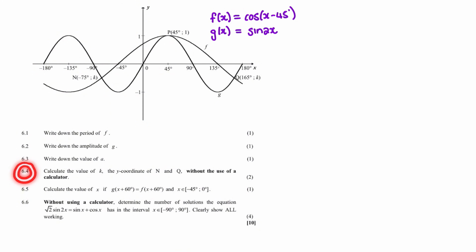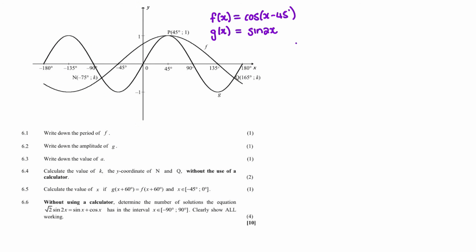6.4. Calculate the value of k, the y-coordinate of N and Q, without using a calculator. So we can see that k is at the point N or k is at the point Q. And the points N and Q are on either of the graphs of f(x) and g(x). And we have those x values. So for me, it looks simpler to work with sine of 2 times x. So I will use the point Q.